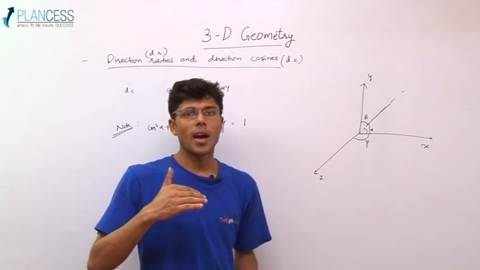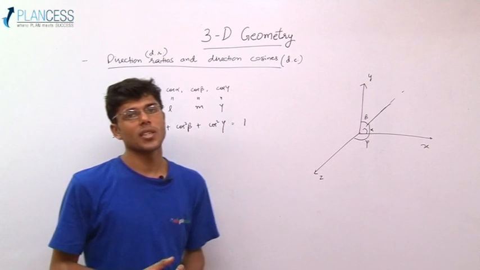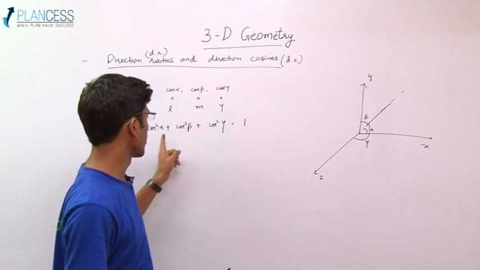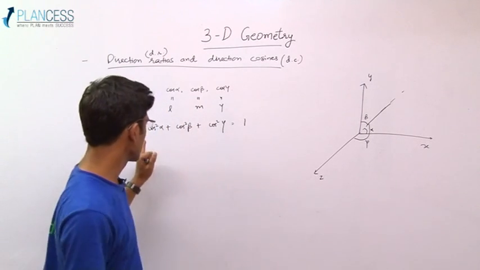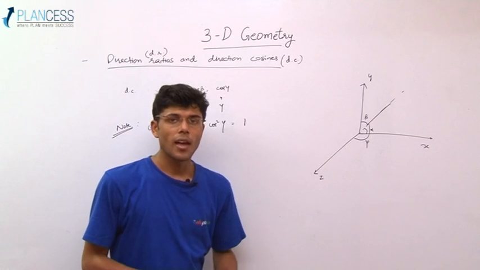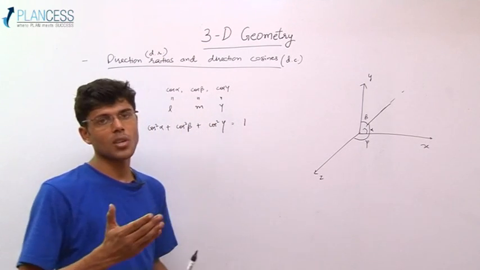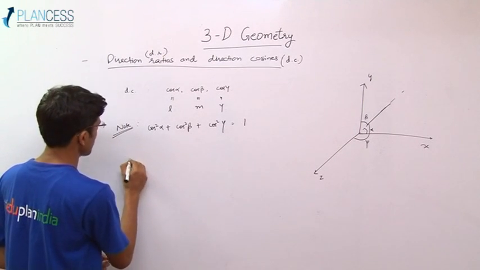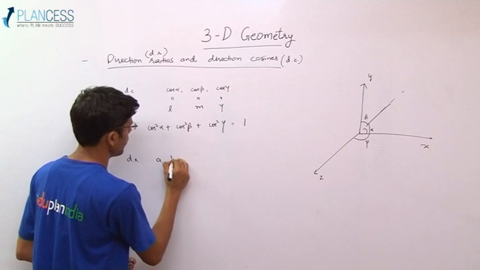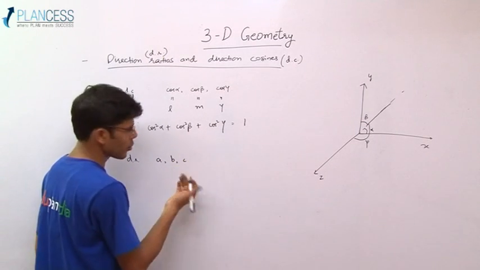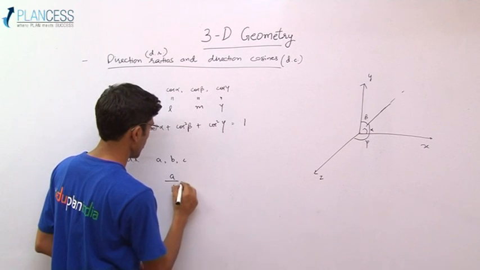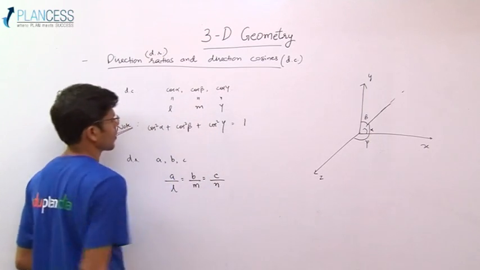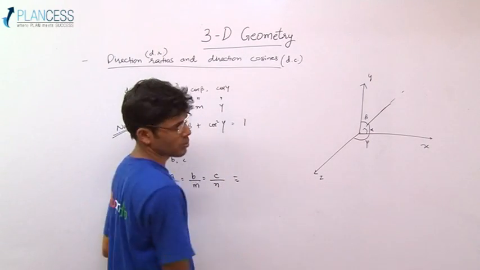Direction ratios are similar to direction cosines. They also represent the direction of a line. The difference is that the sum of the squares of the direction cosines is equal to 1, while for direction ratios it is not the same. Direction ratios are just proportional to direction cosines. So the direction ratios, say DRs, are a, b, c. Then these will be proportional to l, m, n, that is a by l will be equal to b by m will be equal to c by n. So this is about direction ratios.